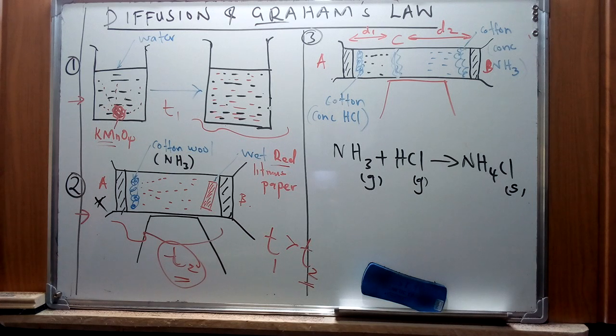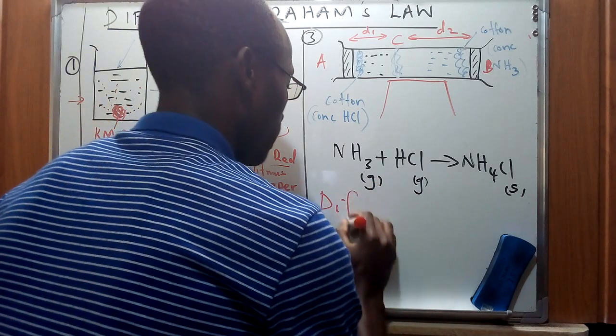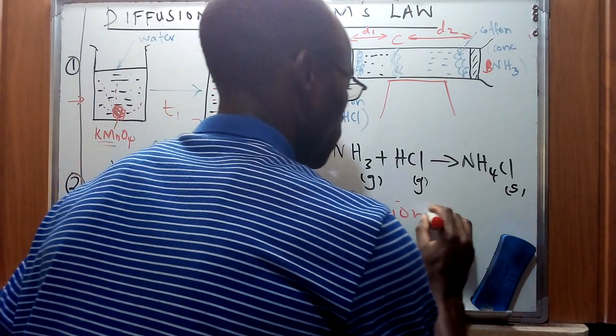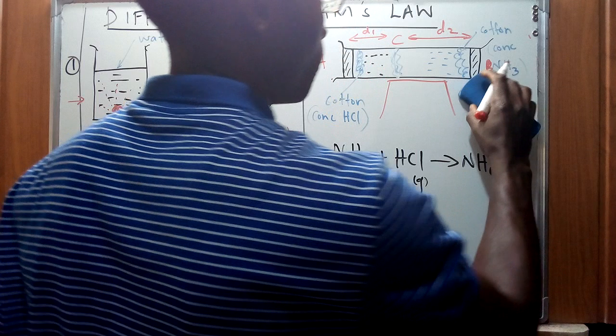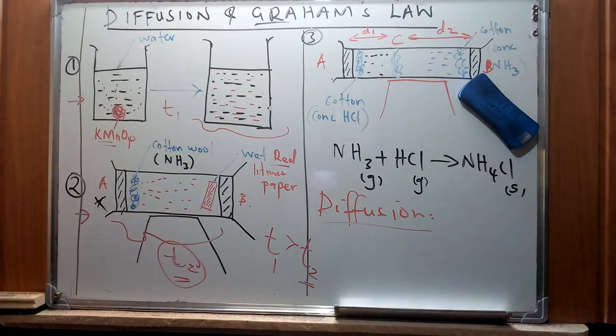Now generally we can say that the spreading out of particles of matter from a region of high concentration through a medium can be referred to as diffusion. So we can write this here. The term diffusion refers to the spreading out of particles of matter from a region of high concentration to a region of low concentration through a medium.